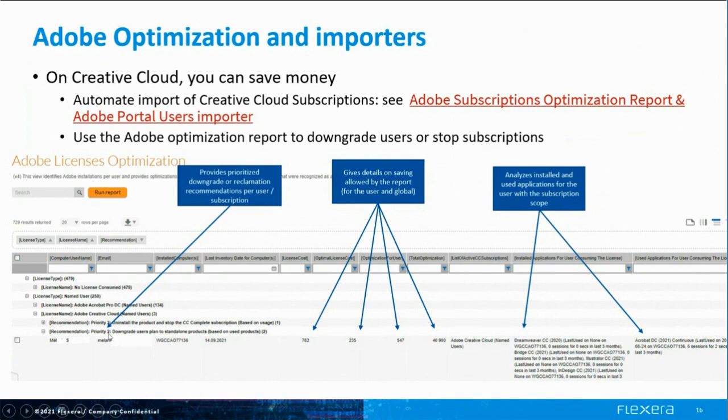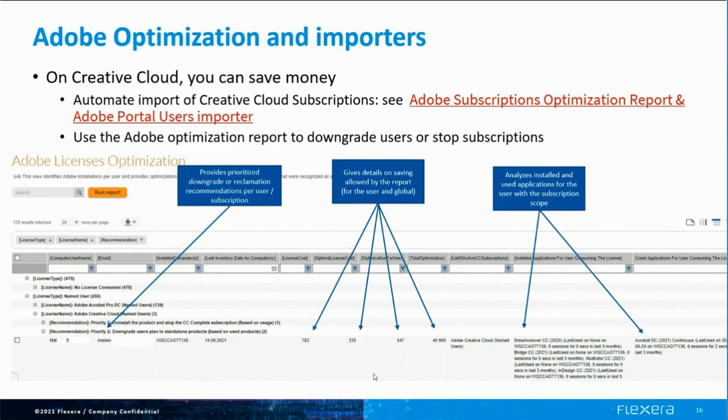Priority 1 would be, this user needs to be downgraded to a standalone product based on installed products. So here, if we had only Acrobat installed, for instance, and Acrobat used, the report would say, be careful, you are paying $700. You could save this amount, 500, because this user is actually just using the equivalent of a standalone subscription. So hopefully this makes sense.